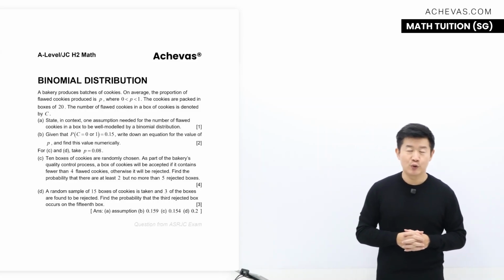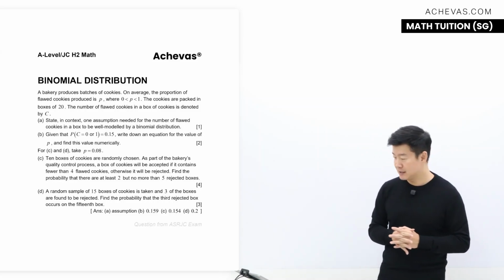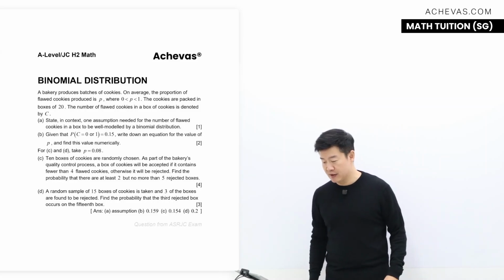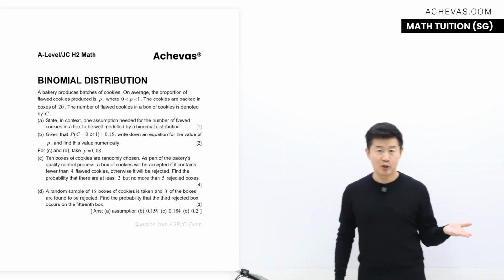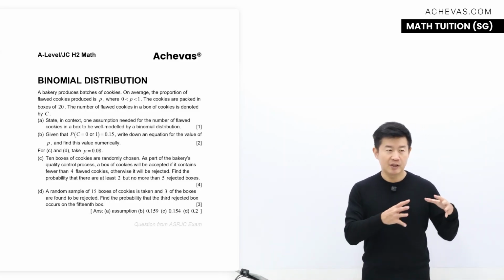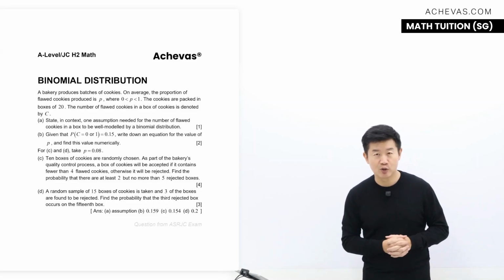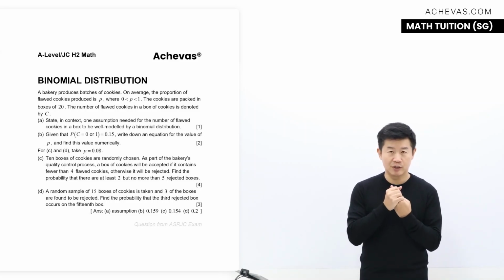Part A, we are supposed to state one assumption such that the number of flawed cookies in the box is going to be well-modeled by a binomial distribution. So for something to be well-modeled as a binomial distribution, we need 4 general conditions.